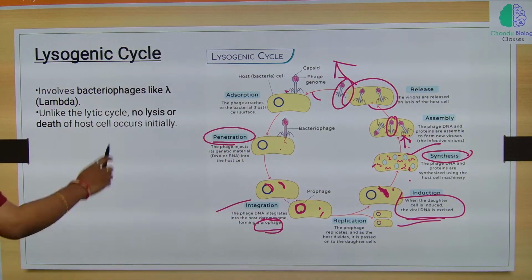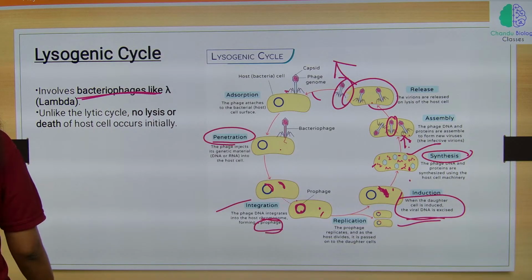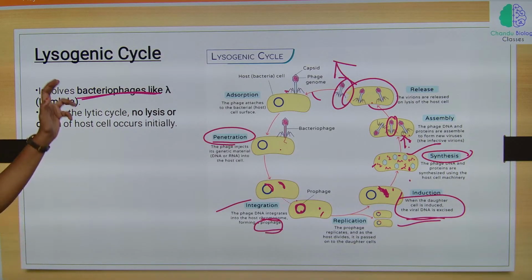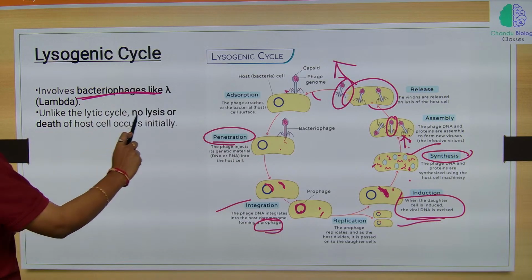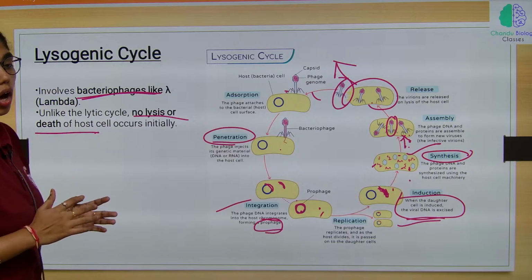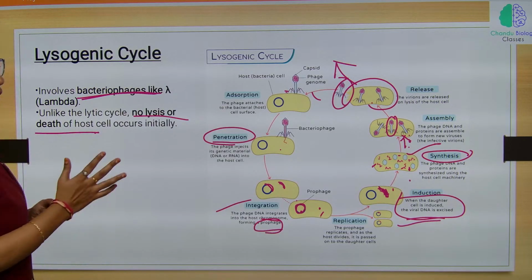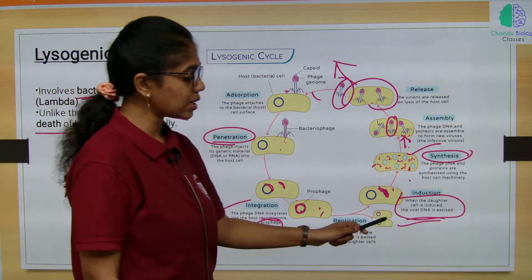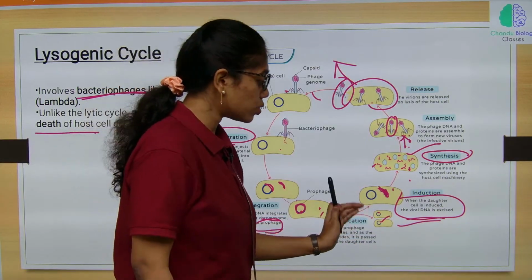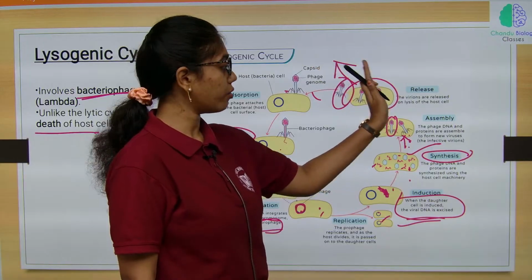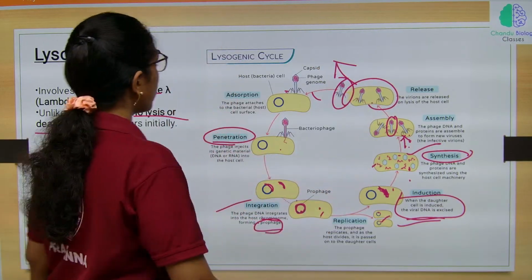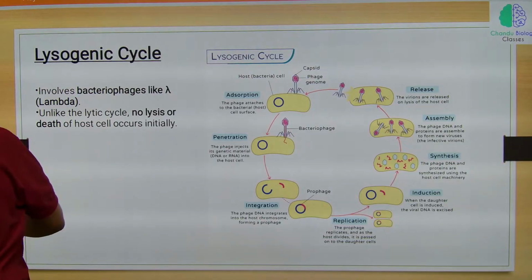So, this lysogenic cycle involves bacteriophages like lambda. Unlike the lytic cycle, no lysis or death of the host cell will occur initially. In the lysogenic cycle, once the daughter cells are formed, from the daughter cell this viral DNA is excised and the cell will undergo death after the complete virions are formed. That is why this is called the lysogenic cycle.